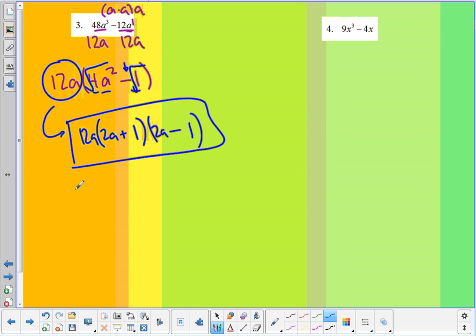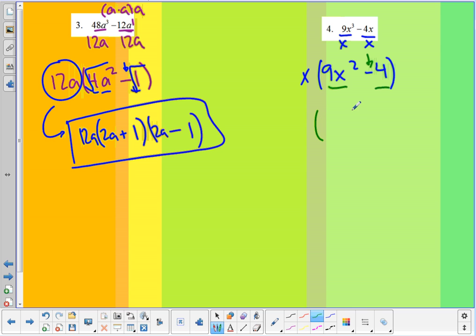9x to the third minus 4x. Now I can take out an x. I have a GCF of x that can be divided out. The 9 and the 4, hopefully we all recognize that 9 and 4 are perfect squares. So those I'm just going to leave alone. So that leaves me with 9x squared minus 4. Now that is a perfect square, subtraction in the middle.